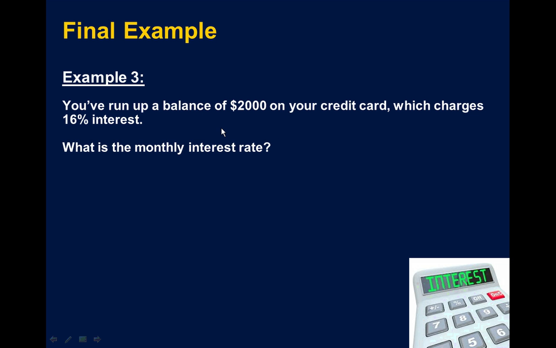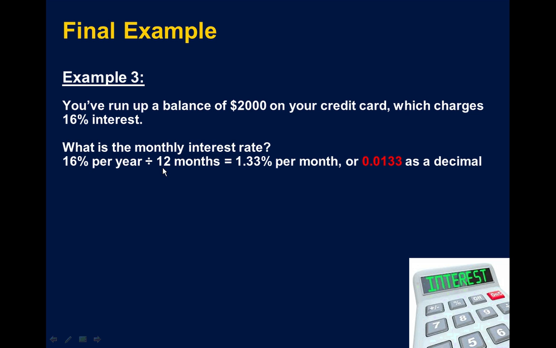Well, these numbers didn't come out so pretty. 16 divided by 12, that's 4/3, or 1.33, or 0.0133 as a decimal, right? I just moved the decimal over twice. That's all I do. And what are the interest charges?